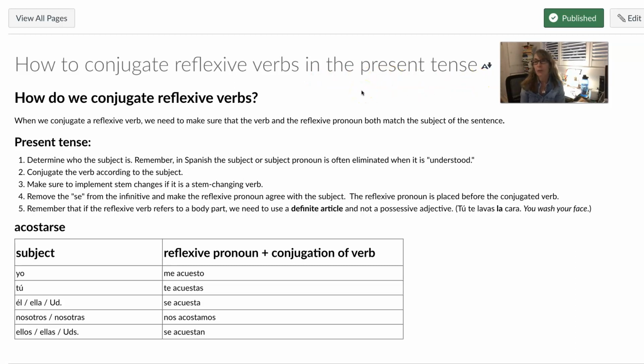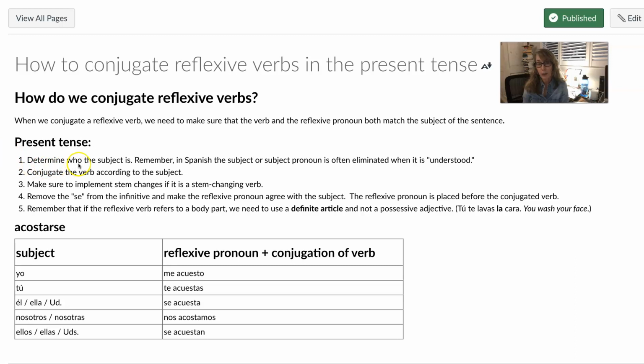So remember, a reflexive verb in Spanish is a verb in which the subject does the action and receives the action. Or rather, they do the action to themselves. So when we conjugate a reflexive verb, we need to make sure that the verb and the reflexive pronoun both match the subject of the sentence. So let's take a look at this process in the present tense.